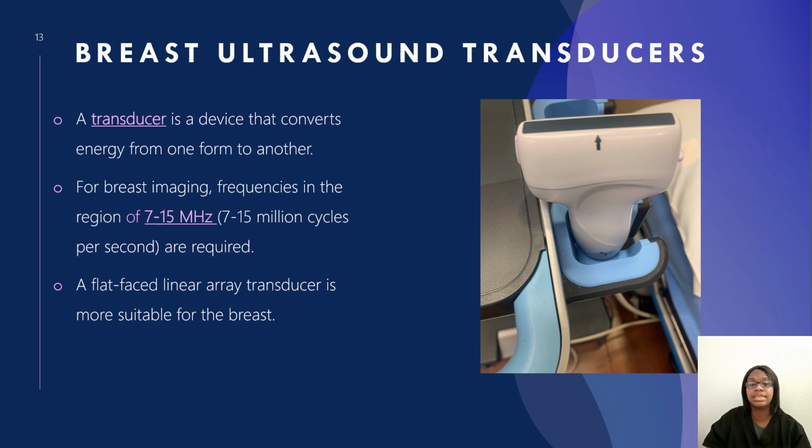This is a breast ultrasound transducer. This is how we take an image of the breast. And then the flat part of the transducer or the probe where you see the arrow pointing up to, that's where we apply the ultrasound gel.